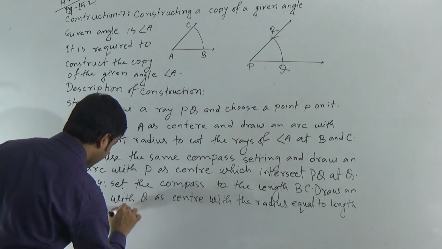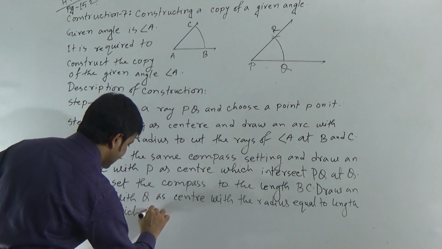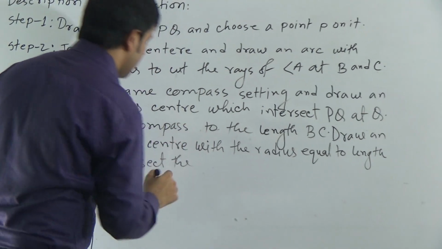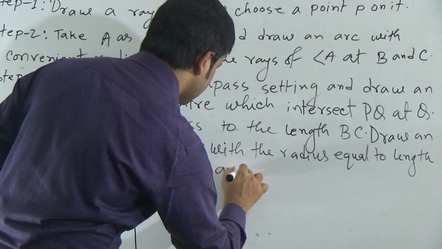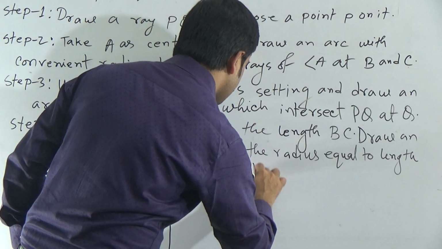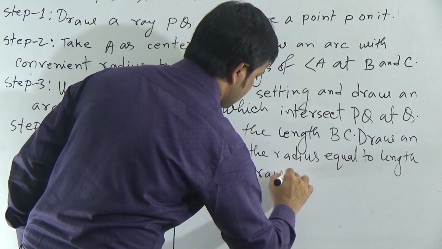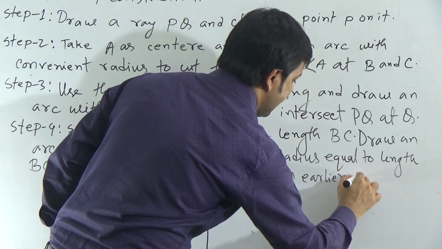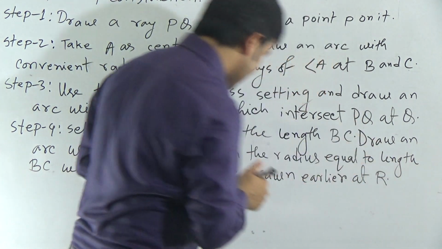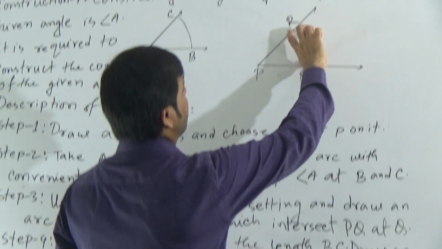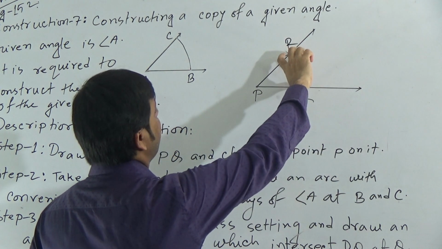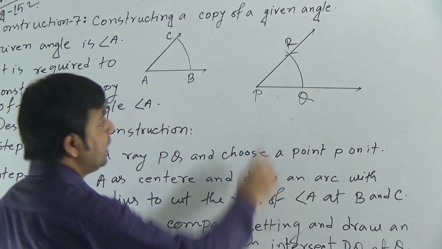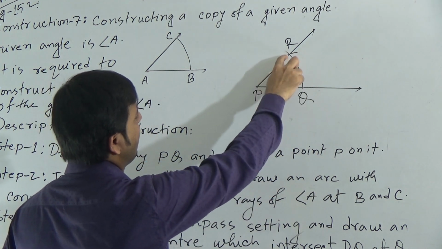which intersects the arc drawn earlier at R. It means that with Q as center, taking the radius equal to length BC, draw an arc which intersects the previous arc at R.